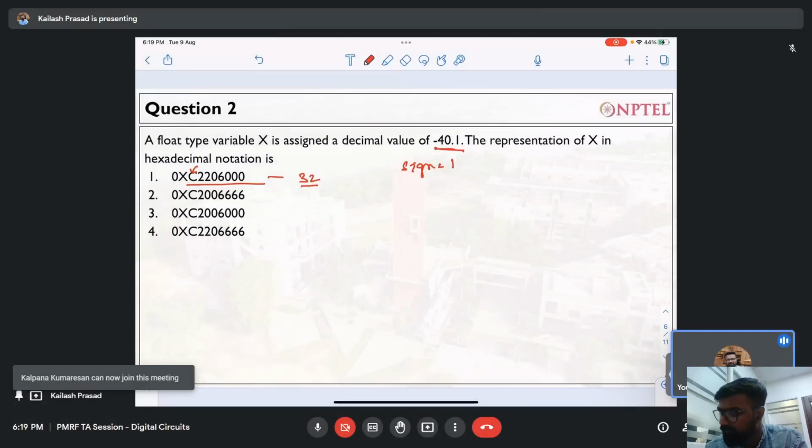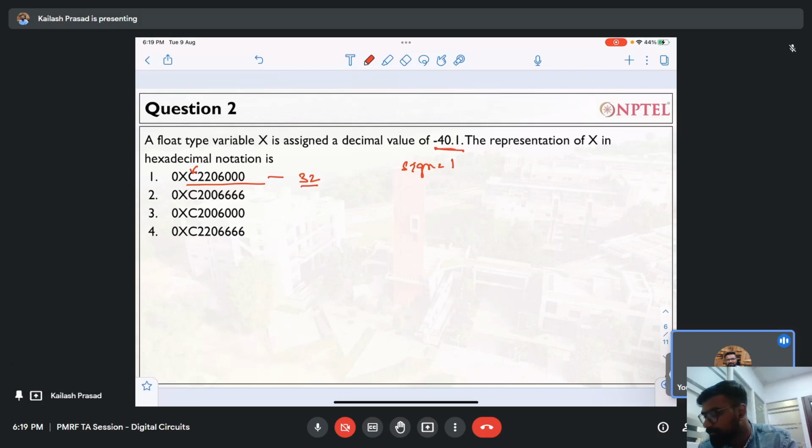Then we have two things, right? Here we have 40 and then 0.1. So how to proceed with this? What I've said is, to convert a decimal number which is after the decimal point into binary, you have to multiply with 2. So 0.1 times 2 is equal to 0.2. So you will get like this.